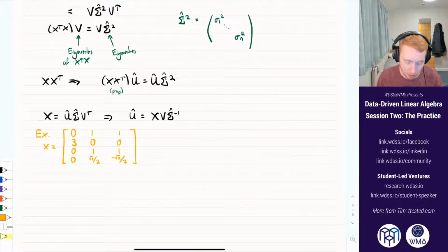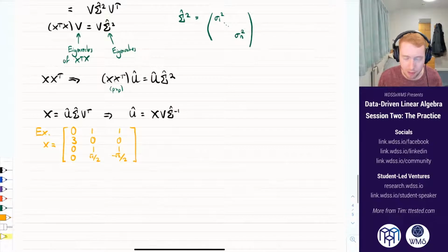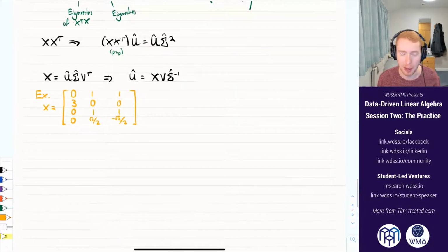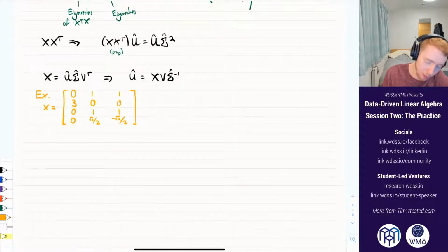Okay, so let's apply this to an actual example now, see how we would compute the SVD by hand. So we have this example here. It looks very contrived, and I deliberately set it up to give us nice answers. Generally, the SVD doesn't give us the prettiest of answers, but this will do for now. And we'll see next session how to compute it using Python and other languages.